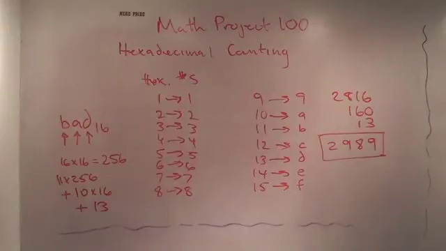So if someone says to you, boy, you've been really bad, they really mean you've been 2,989. What does that mean? I don't even understand. That's weird.